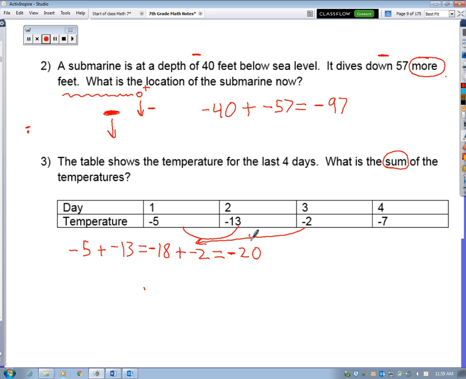We have one more day to add, and that is day 4. So we're going to bring negative 7 down here. And we're going to add negative 7 to the negative 20 that we have. Add those together. Just like normal, they're both the same. We get 27, and it's going to be negative since both those signs are negative. Okay, there's 3 examples for you. Let's take a look at the try this problem.